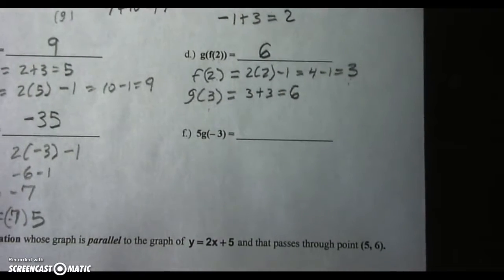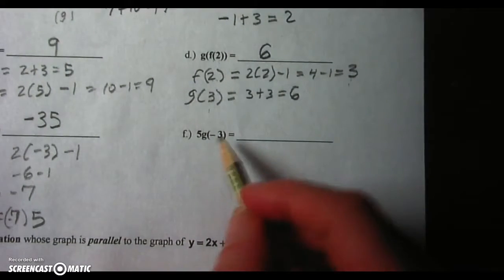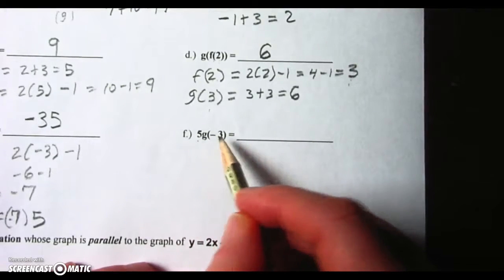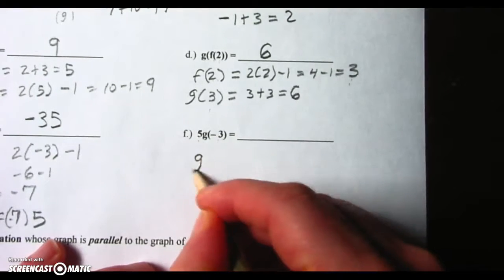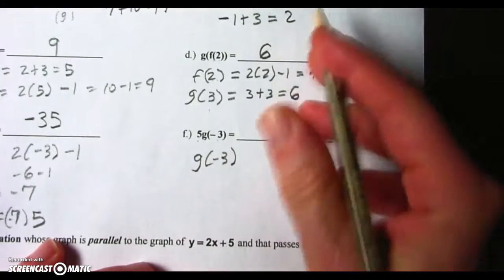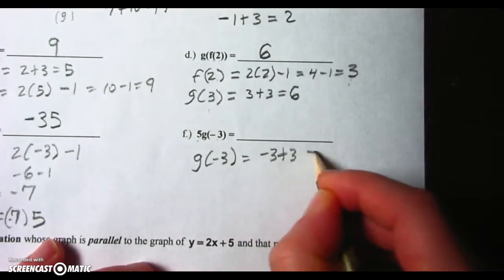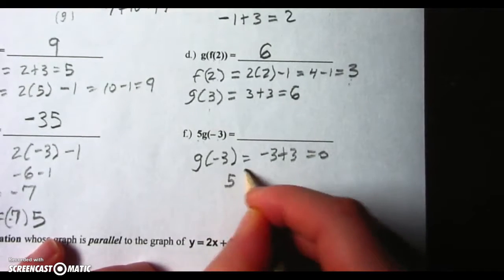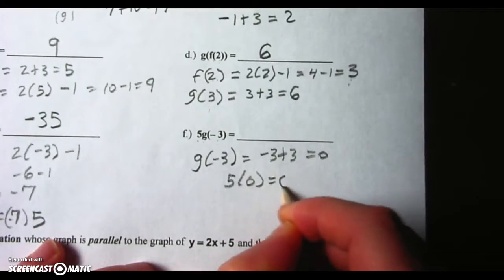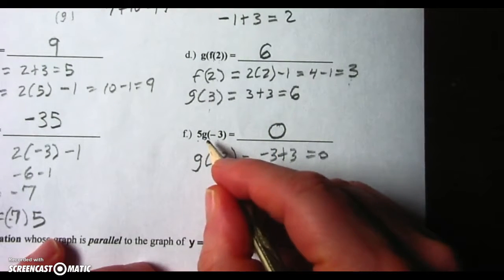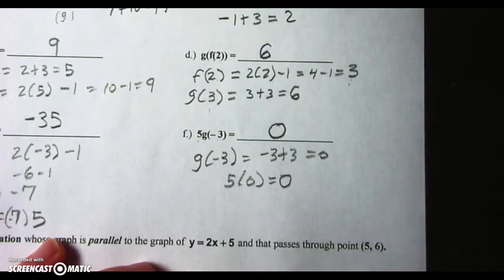Okay, our last, for question number 1, this is the last one. And once again, here we're told to multiply 5 times whatever the output of g is. So this time we're putting negative 3 into machine g, and that's negative 3 plus 3, so that gives us 0. And 5 times 0 is still 0. So our final answer for 5 times g of negative 3 is 0. That's the end of question number 1.